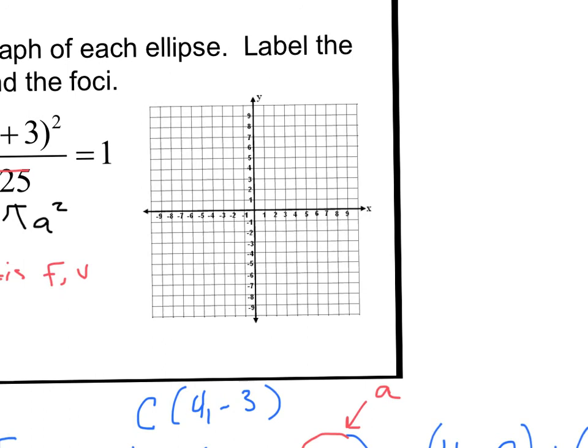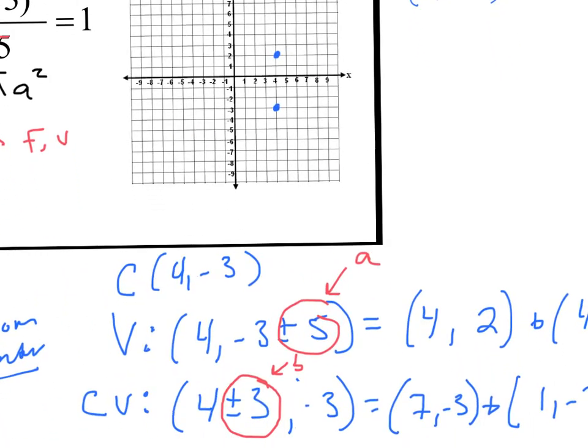So I'm going to write the center down. The center was 4, -3. So I'm going to plot that point. And then I'm going to move 5 units up and down. So 1, 2, 3, 4, so 4, 2. If we notice here, we had 4, 2 right here, and that's the location of this point, 4, 2. I'm going to move down 5 units: 1, 2, 3, 4, 5. I'm going to plot that point.